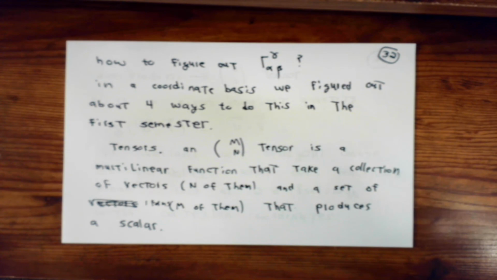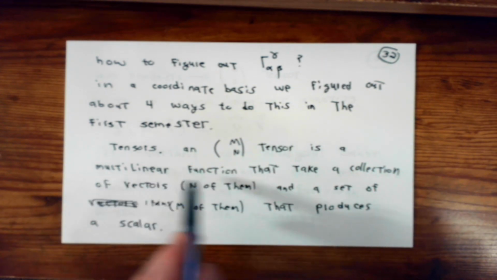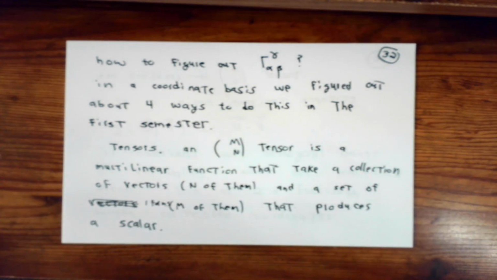After we clear that up, we're going to talk about tensors. A tensor is a function. An (m, n) tensor is a function that takes a collection of vectors, n of them, and a set of one-forms, m of those, produces a scalar, and on top of that is multilinear. But I'm going to stop right there for today.